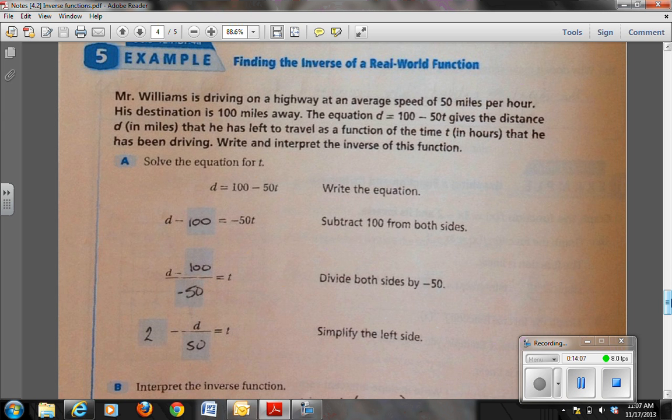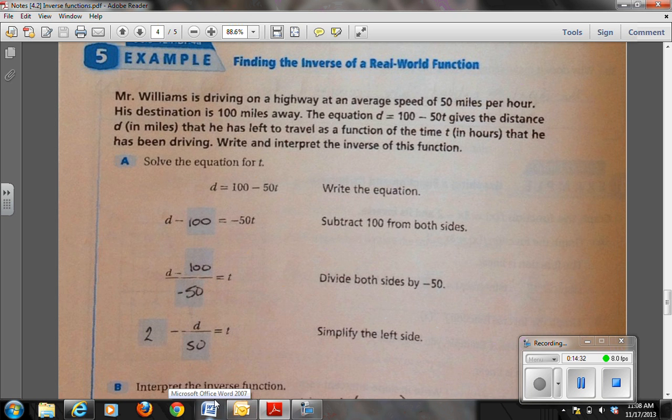Okay, so it says write and interpret the inverse of this function. So first of all, if I want to write out what the inverse is, I basically get my t by itself, which means I'm going to need to move the 100 over to the other side and then divide by -50 to get the t by itself. And I simplified it. 100 over -50 would be -2, but it's d minus a -2, which is really a +2.